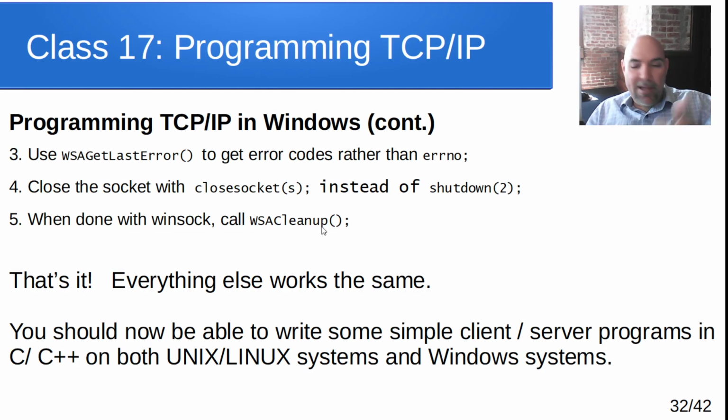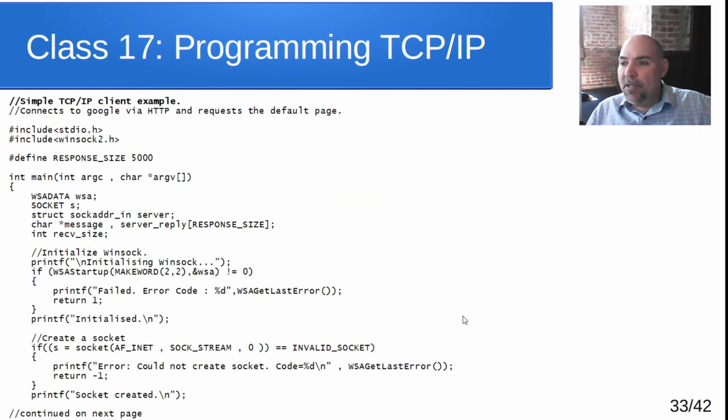In other words, the socket functions bind, listen, connect, send, receive, all of those work the same way as they do in Berkeley Sockets, because the winsock API was essentially copied, or made compatible with, however you want to think of it. They copied the way it already worked in Unix. So you should now be able to write some simple client-server programs in either Unix, Linux, or Windows systems. And here's a complete working example.